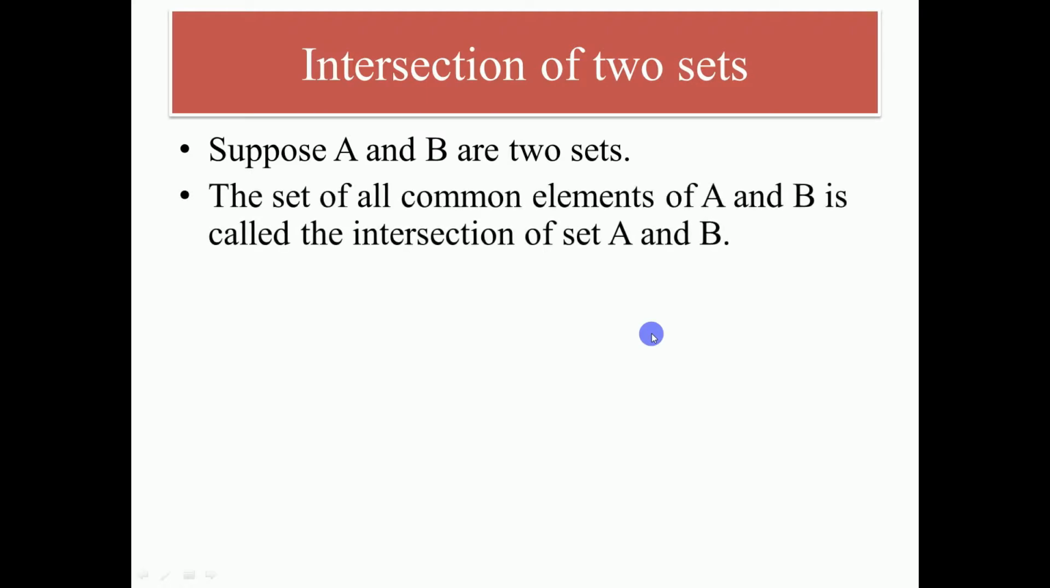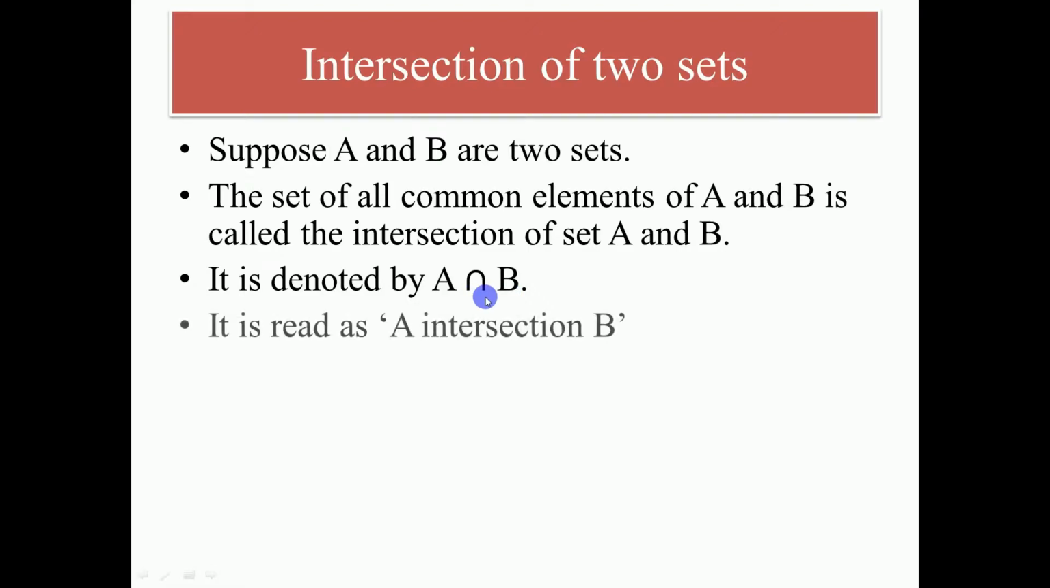So let us go by the definition. Suppose you have sets A and B. The set of all common elements of A and B is called the intersection of the two sets, that is, set A and set B. It is denoted by A, this symbol, and B. This is read as intersection, so A intersection B.